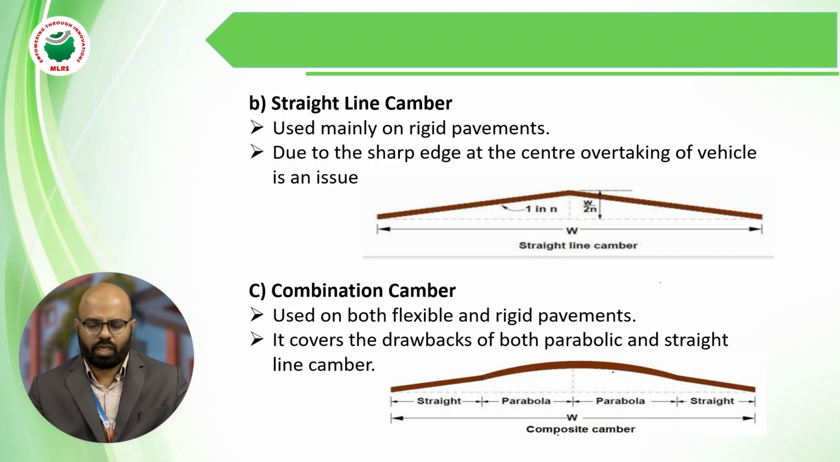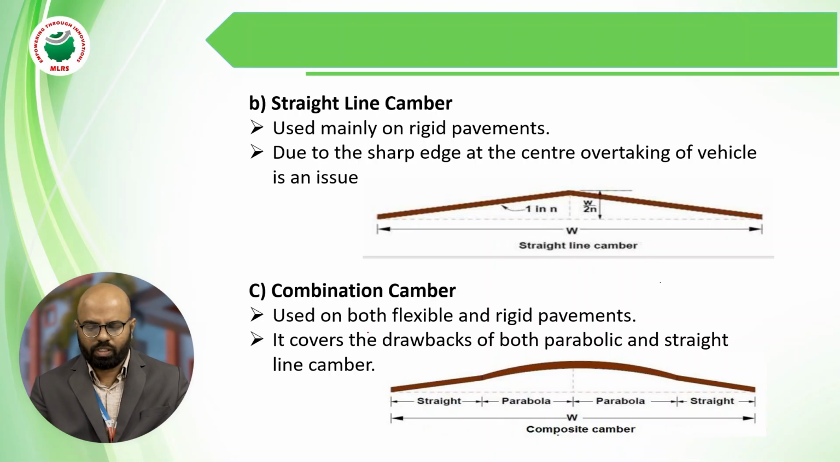The next is straight line camber, used mainly in rigid pavements. In rigid pavements, there will be a sharp edge at the minimum if we provide a straight line camber. So what will happen? The overtaking operations will be a problem here. So there is a combination camber in order to overcome these disadvantages of the parabolic camber and straight line camber.